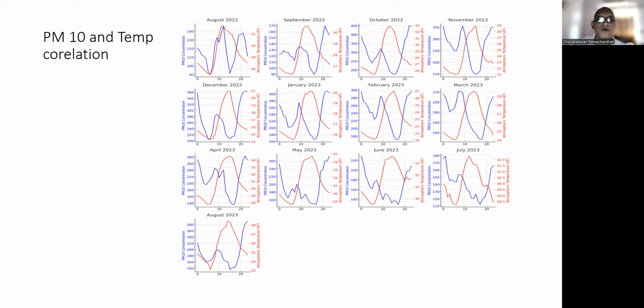PM10 and temperature correlation. So I took a PM10 plot, a double peak plot. This blue one is the PM10 plot, and the red one is the temperature plot. You can see as the temperature comes down, the PM10 goes up, and as the temperature goes up, the PM levels come down. So there is dilution happening as the temperature goes up. And when the air becomes thicker and thicker, without dilution, the pollution level starts increasing. And this changes with fluctuation with time, month, and the seasonal variations.